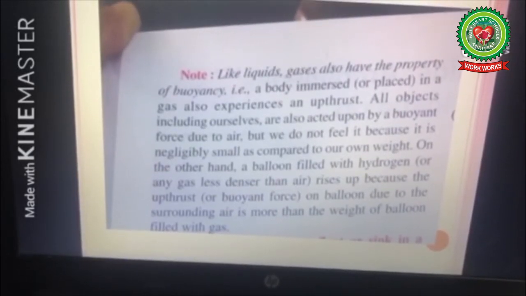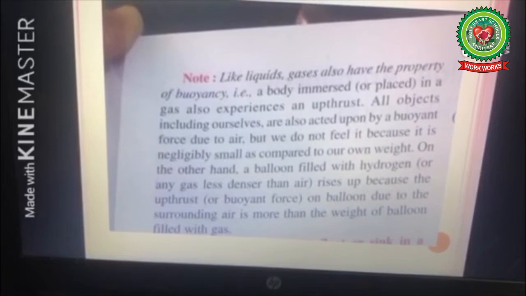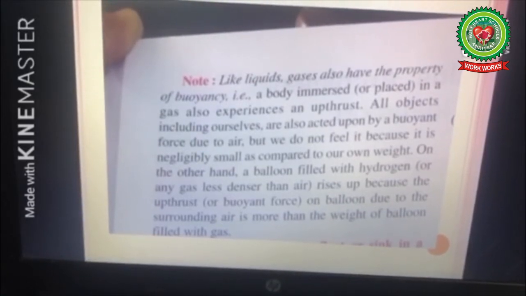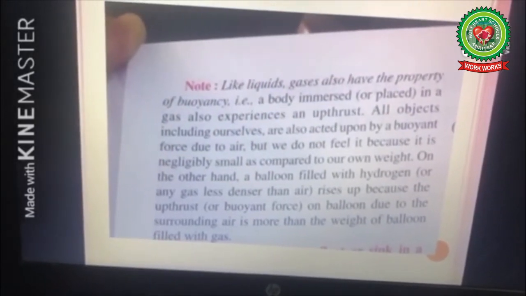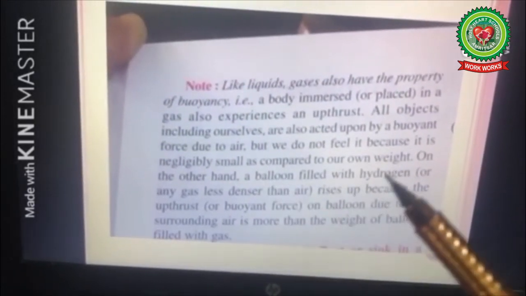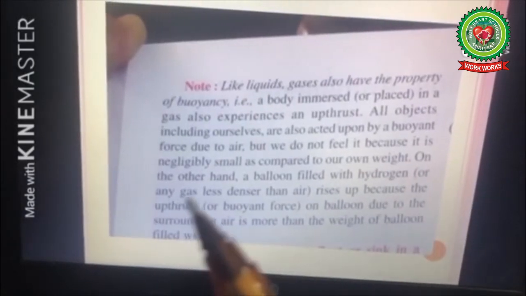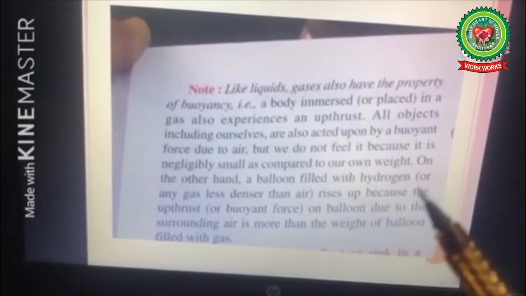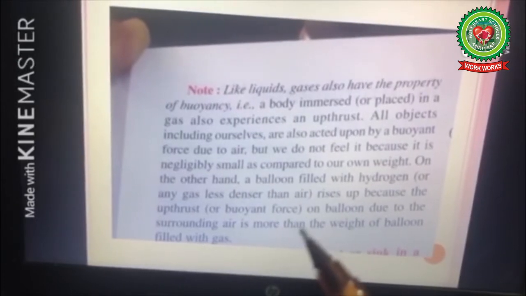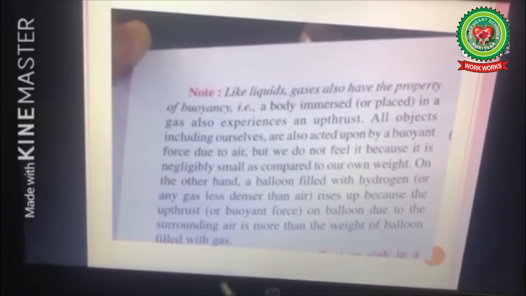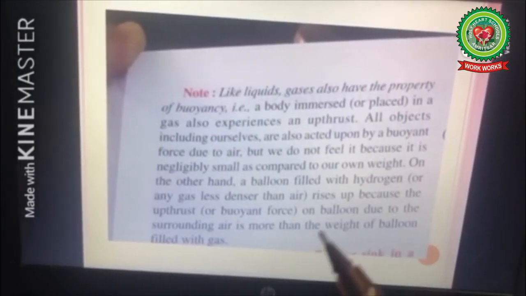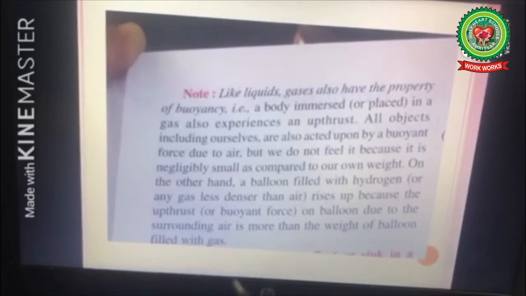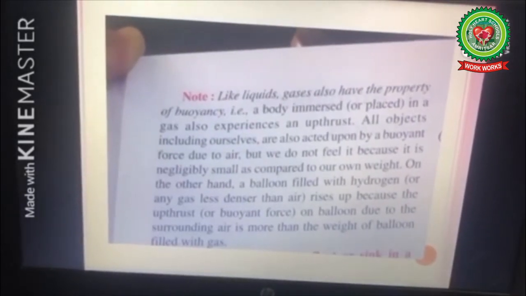But we do not feel it because it is negligibly small as compared to our own weight. On the other hand, a balloon filled with hydrogen or any gas less dense than air rises up because the upthrust or buoyant force on the balloon due to the surrounding air is more than the weight of the balloon filled with gas.